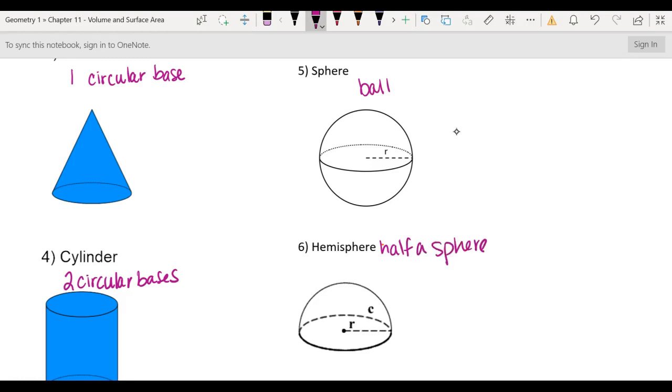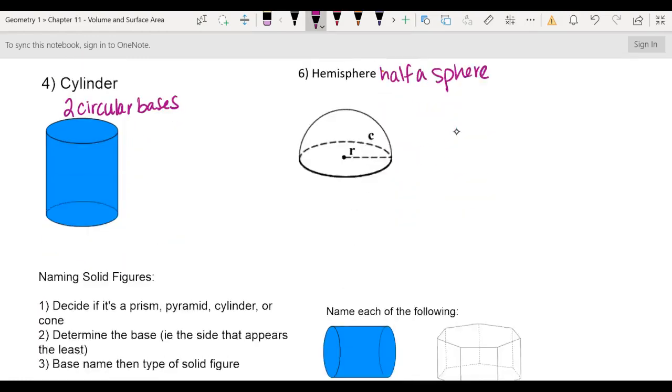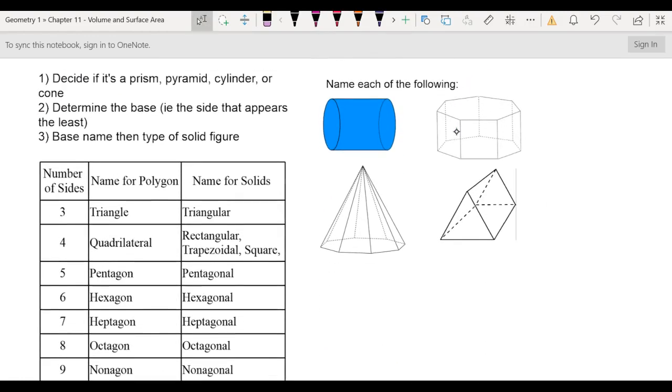These bottom four just have their name. This is just a hemisphere, there's no other part to it. This is just a sphere. Cones are just cones. Cylinders are just cylinders. But with prisms and pyramids, we can label them more specifically. We first decide if it's a prism, pyramid, cylinder, or cone. Then you determine the base if it's a prism or a pyramid.